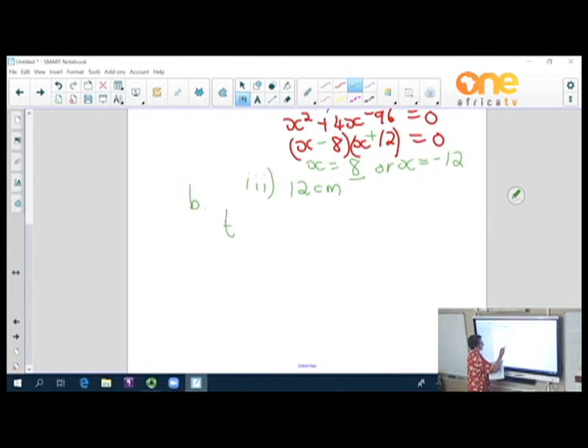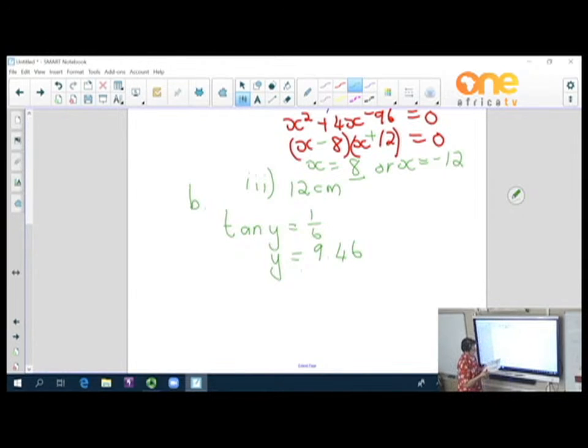Number B says tan y is equal to 1 over 6, and we have to find the value of y. We have to find that y first. So this is going to be second function, tan of 1 over 6 is equal to 9.46. So the angle is 9.46.